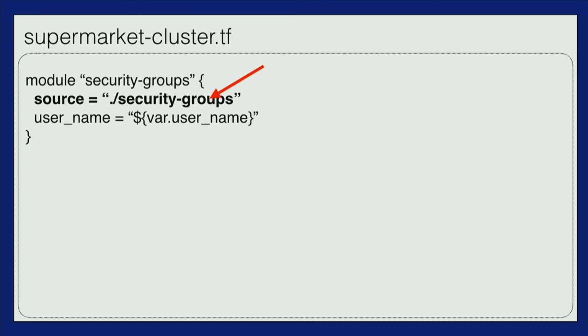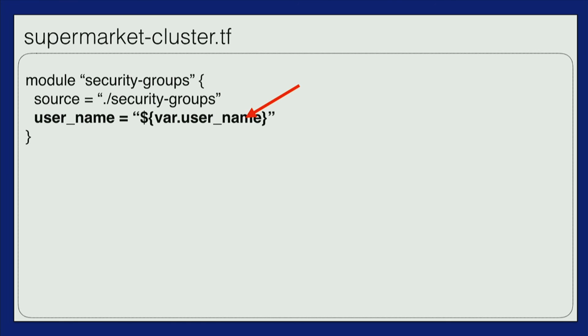And this is how we would use that module from within our supermarket cluster.tf. We first define the source for the module, which in this case is that subdirectory within our codes repo. And then we define the value for that variable that we're going to be passing that module. So we say we're going to use whatever username is defined in our terraform.tfvars file and pass that into the module to use. So let's go ahead and run kitchen converge to converge these changes on our test infrastructure.